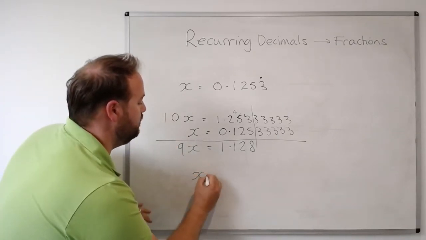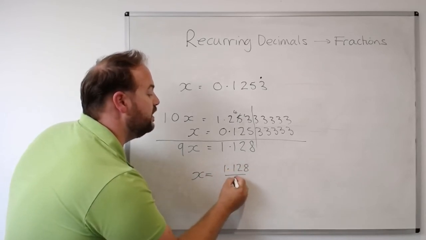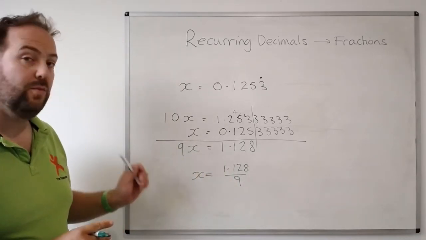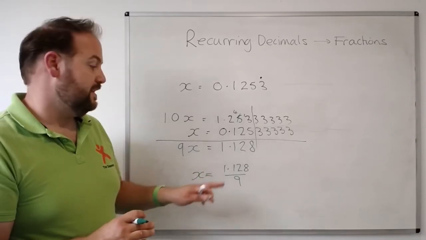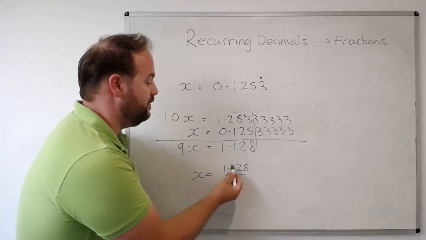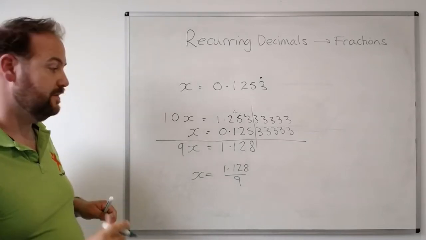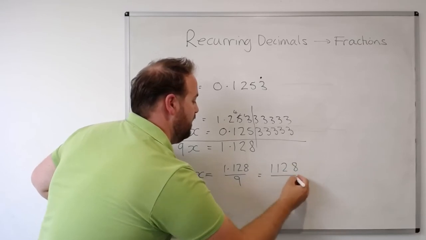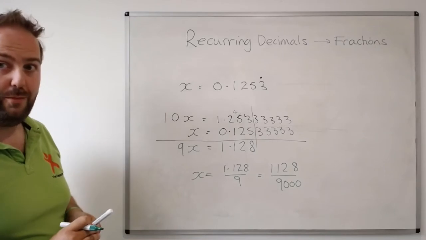So x equals 1.128 divided by 9. Putting that number underneath, because it's 9 times x, and we want just 1x. As with the previous example, we have a decimal point in here. We do not want that decimal point, so we have to actually multiply by 1,000. Move that decimal point 3 places over, 3 zeros. It's 3 zeros on 1,000. That is 1128 over 9,000. A much more complicated fraction.